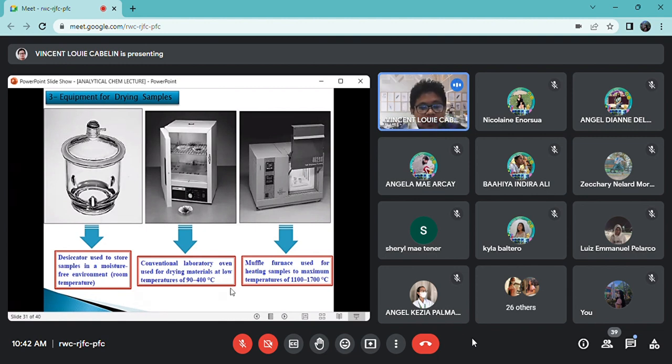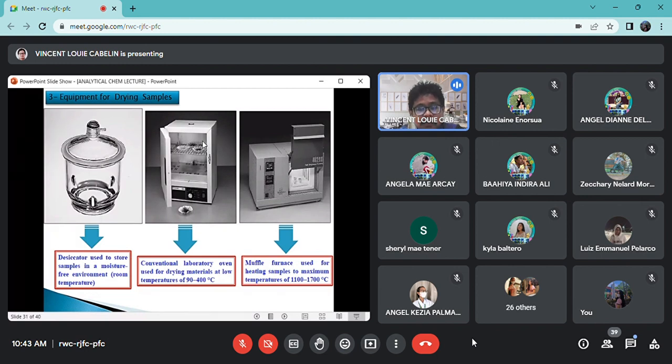Another is your oven. A conventional oven that could heat up to 400 degrees Celsius. That's high, 400 degrees Celsius. So you put your samples inside, you heat up the oven, and inside the oven there is also an exhaust so that the evaporated water or whatever liquid evaporates can go out. So there is an exhaust at the back. This is used for drying materials from around 90 to 400 degrees Celsius. Okay? So that's your conventional laboratory oven.